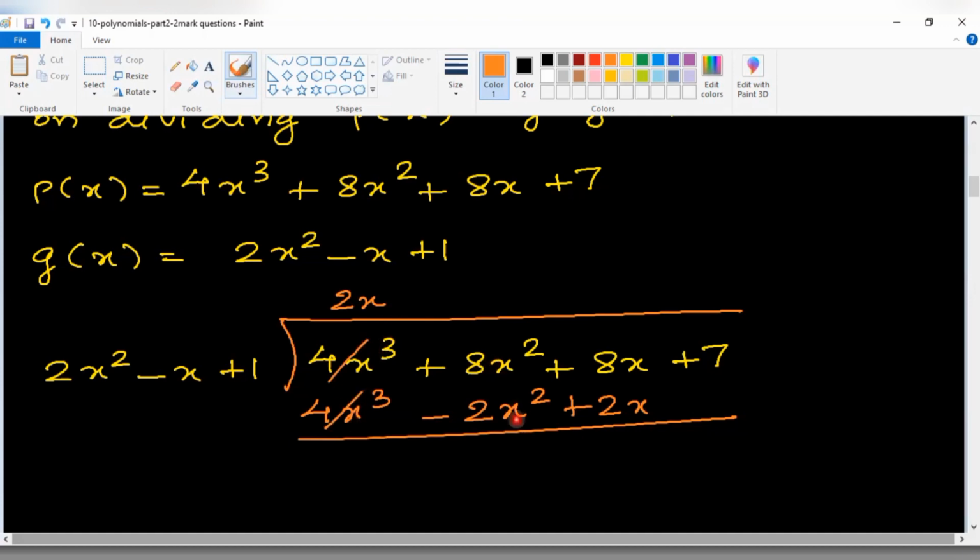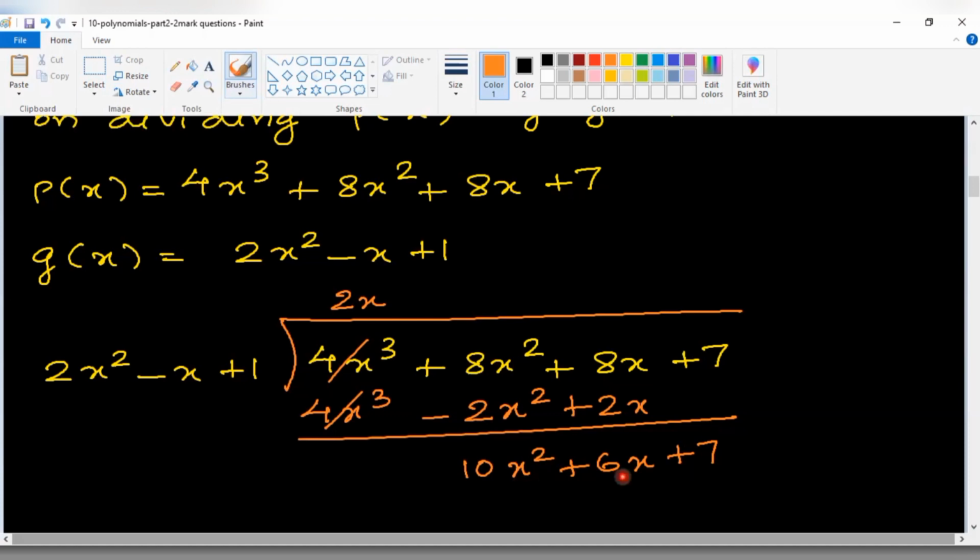Now 8x square minus minus 2x square. See, 8x square minus 2x square. See, two negatives are coming together, it is positive. So 8 plus 2, that is 10. So here it is 10x square. Okay, next 8x minus 2x, right? 8x minus 2x is 6x. And we have to take the last term as such.